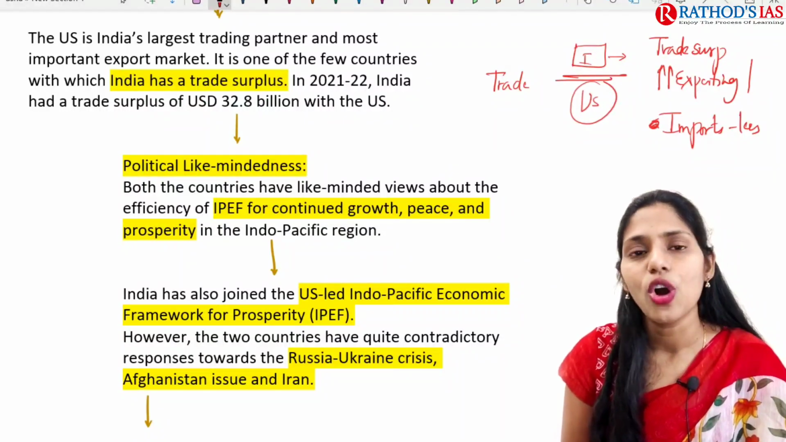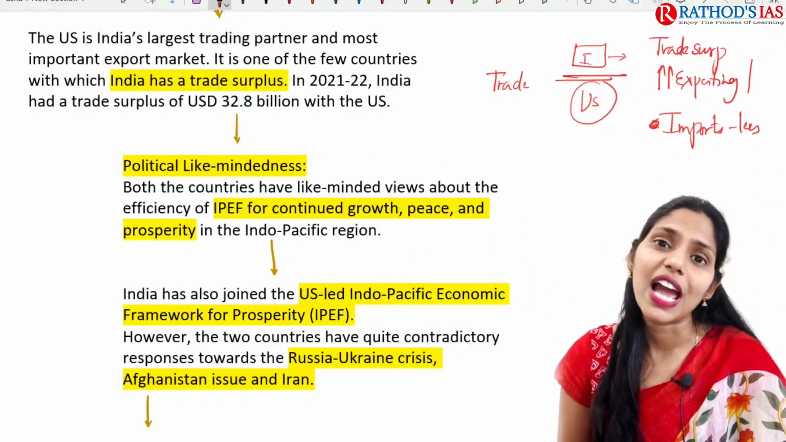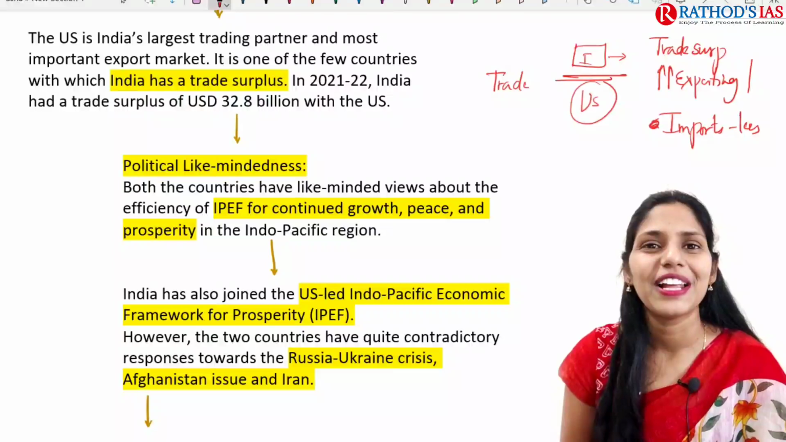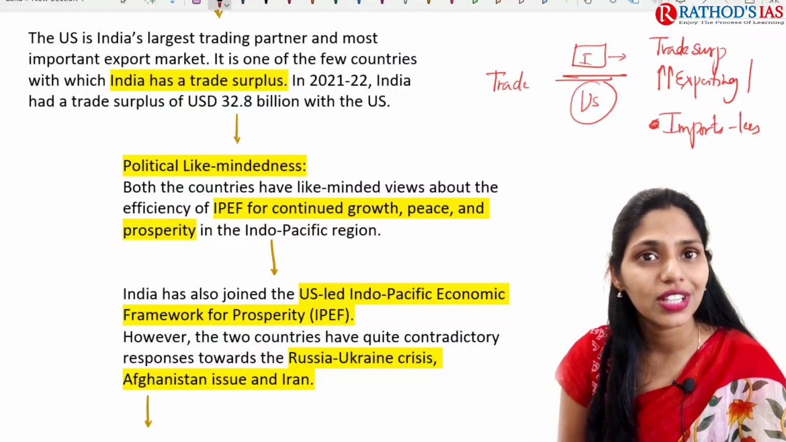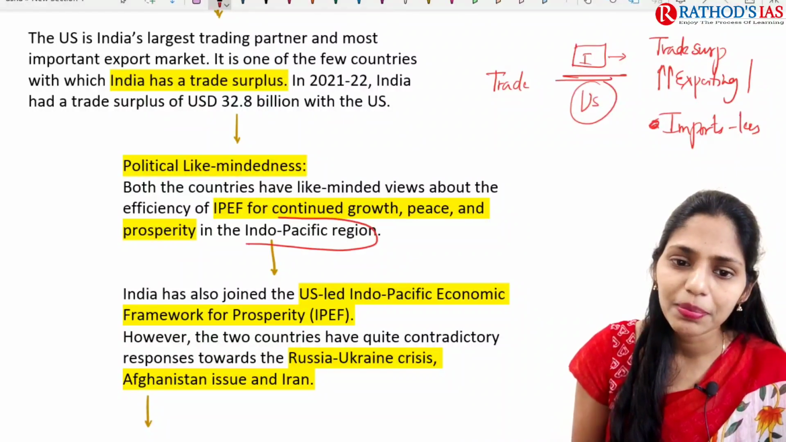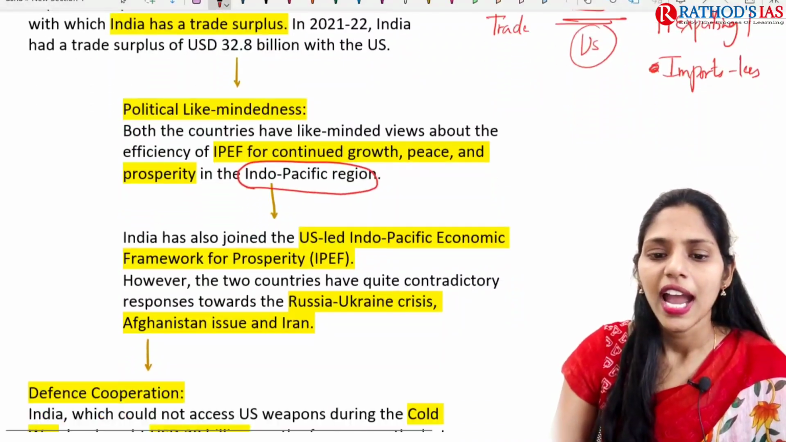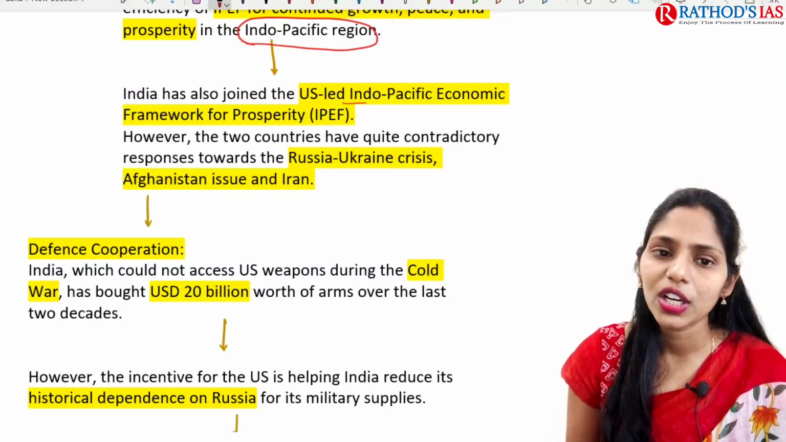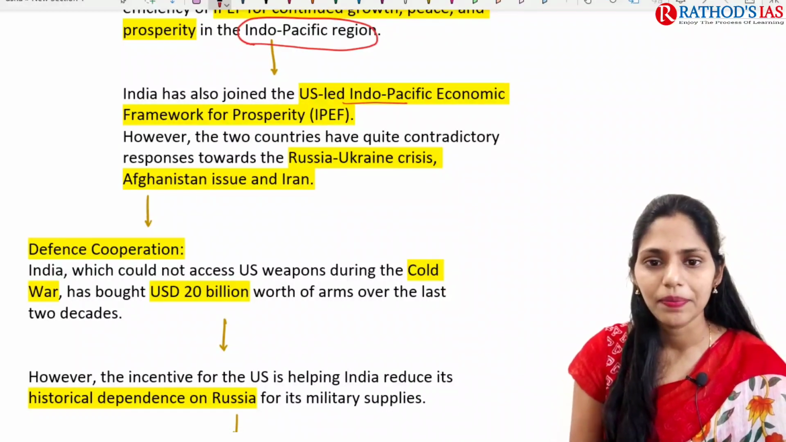So India provides an opportunity for the USA. If the USA has a friendly relationship with India, then what happens? There will also be an increase in the significance of the USA in this Indo-Pacific region. So this is the first important common point between India and the US. And next, India also joined the US-led Indo-Pacific Economic Framework for Prosperity.